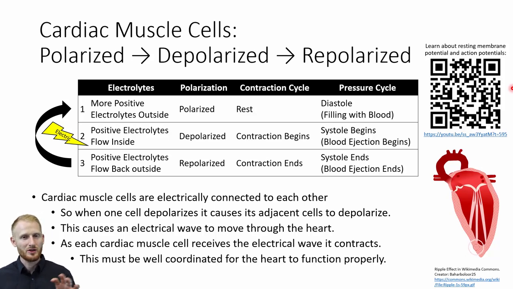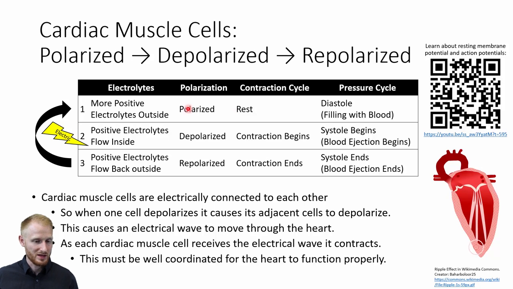You can scan that QR code to watch a video that talks about that. It's going to be a little bit different than what we're talking about here because it's talking about a neuron. Cardiac muscle functions in mostly the same way, but there's a little bit more going on, though you'll still be able to, for the most part, keep up if you watch that video. If not, you should probably look up some sources online or textbook sources. But let's move on from that.